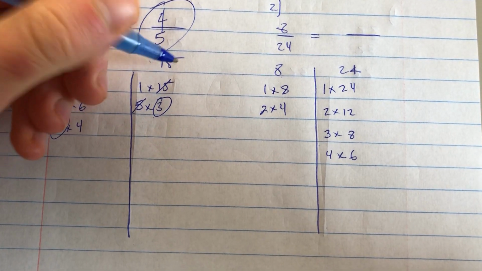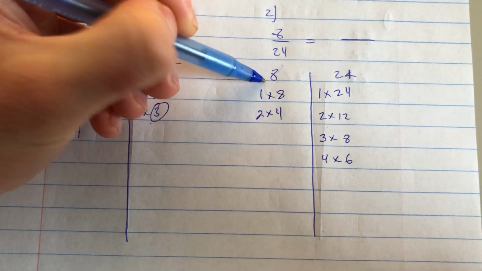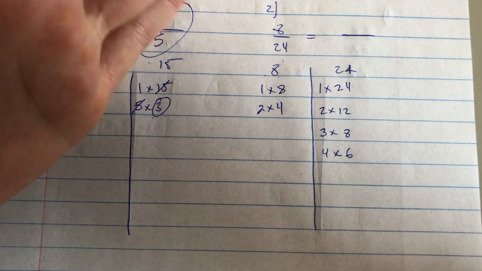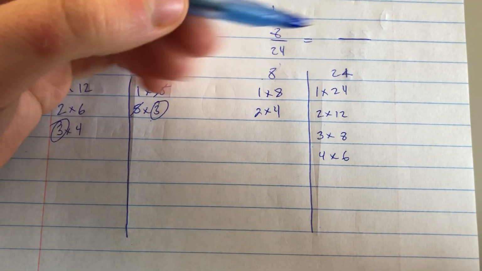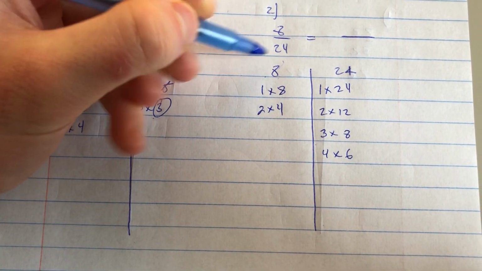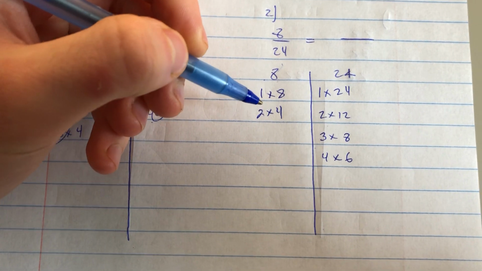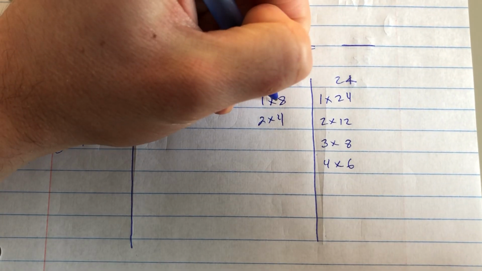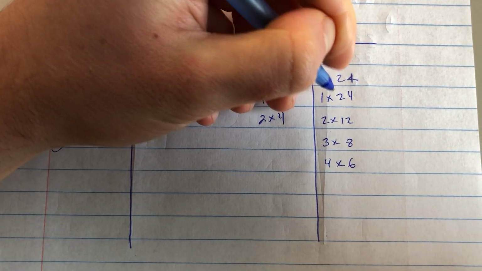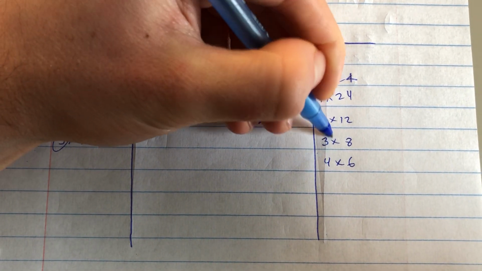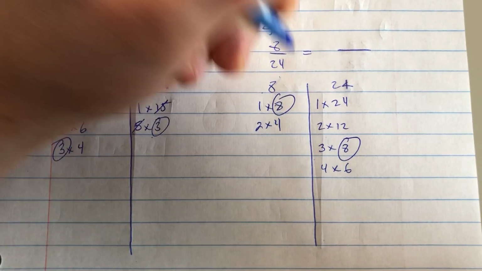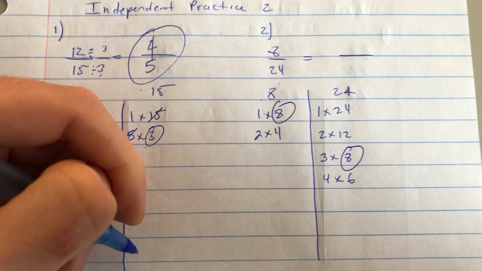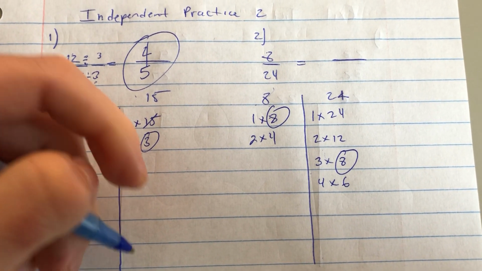Now I'm going to look with my 8s and see what my largest factor is that's both a factor of 8 and 24. I'm starting with my 8s because there are fewer factor pairs, so it's going to be quicker for me to find the greatest common factor. Is there an 8 on the 24 side? Yes, there is. So my greatest common factor is 8. It's the largest factor on both the 8 and 24.